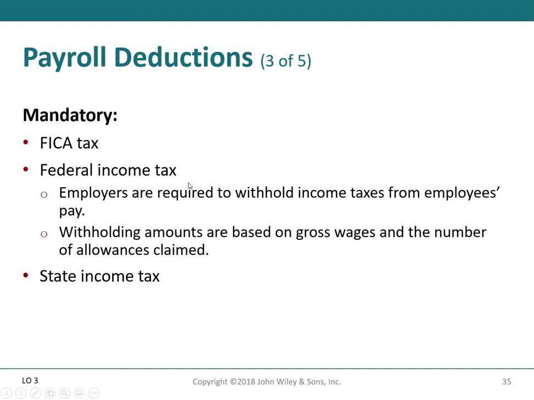Federal income tax. Employers are required to withhold income taxes from employees' pay. Withholding amounts are based on gross wages and the number of allowances claimed. There is a table that you look up. There's also computer software that calculates it. You'll be given the amount.